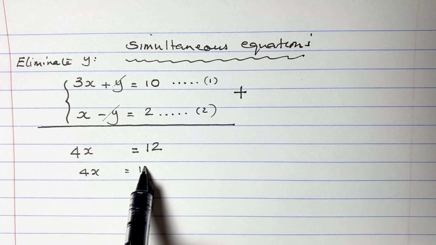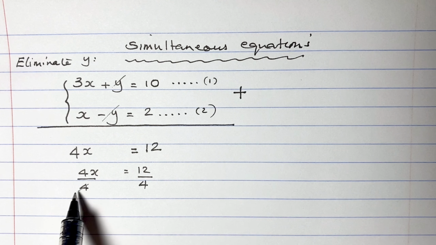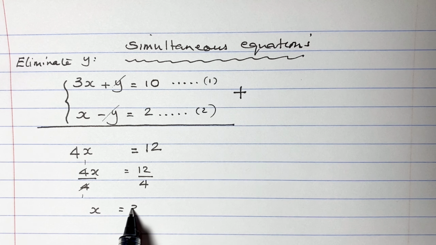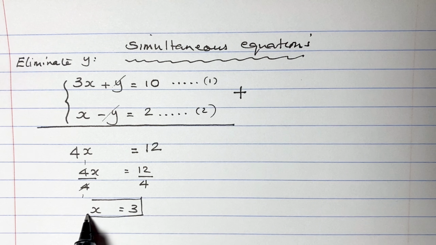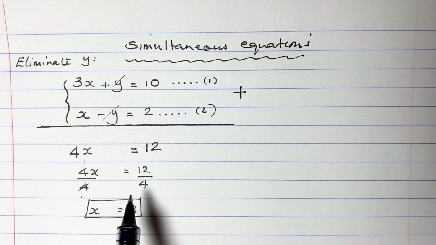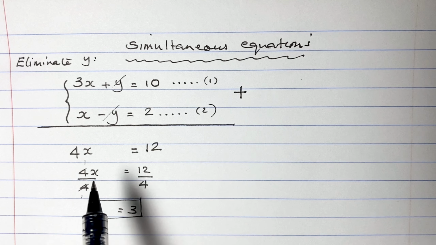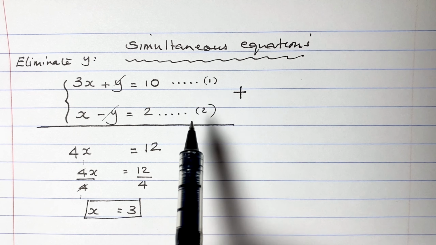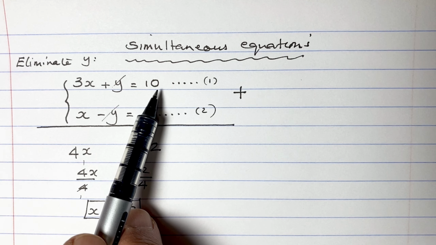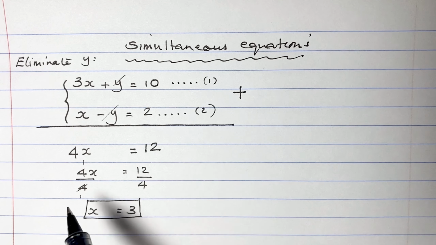Write both sides and divide both sides by 4. 4 and 4 would cancel. x equals 12 divided by 4, which is 3. Once we find one of the letters, the next one is very simple. We replace x equals 3 in one of the two equations. Which one is entirely up to you. If you find equation 1 simpler to use, we do that one. If you find the second equation easier, then substitute in the second one.